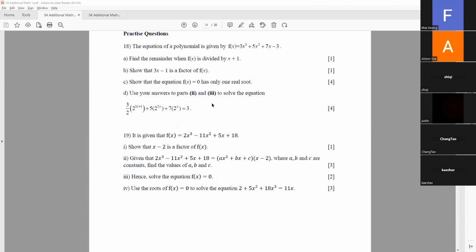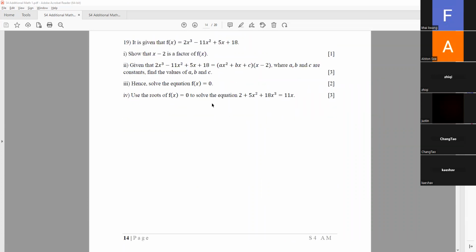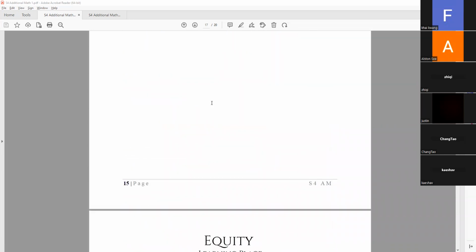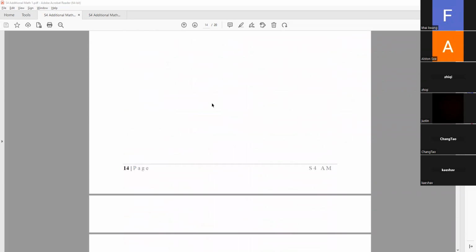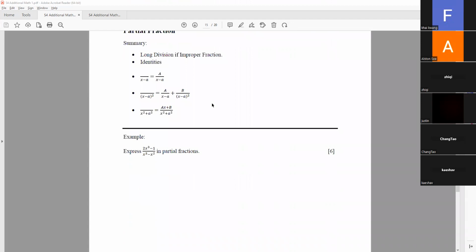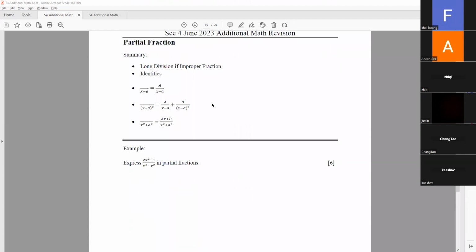Okay, so yeah, these two questions are also to solve your quadratic equation. Next, partial fraction. That's the last part of your polynomial. So first thing first, always remember that you may need to do long division if it is an improper fraction. What is an improper fraction?